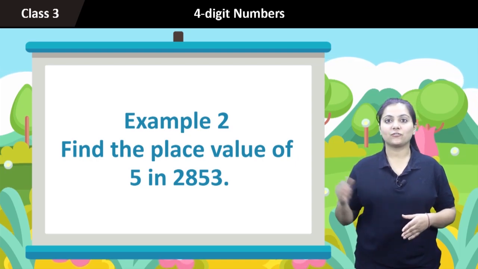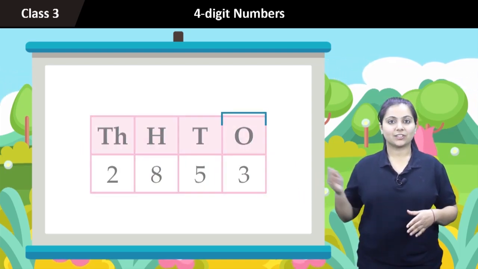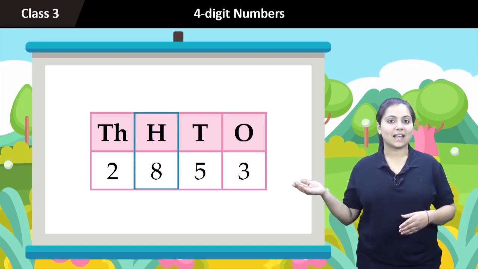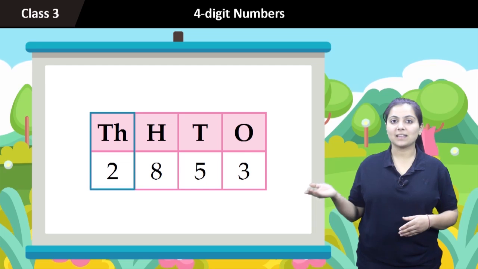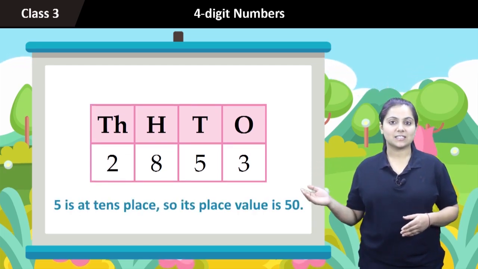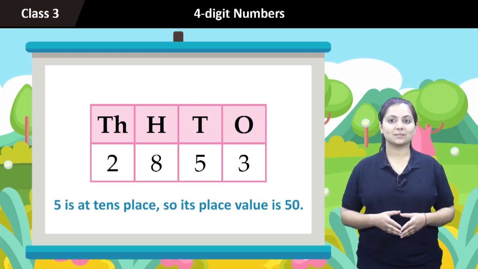Example 2. Find the place value of 5 in 2853. 3 at 1's place, 5 at 10's place, 8 at 100's place and 2 at 1000's place. So 5 is at tens place. So its place value is 50.